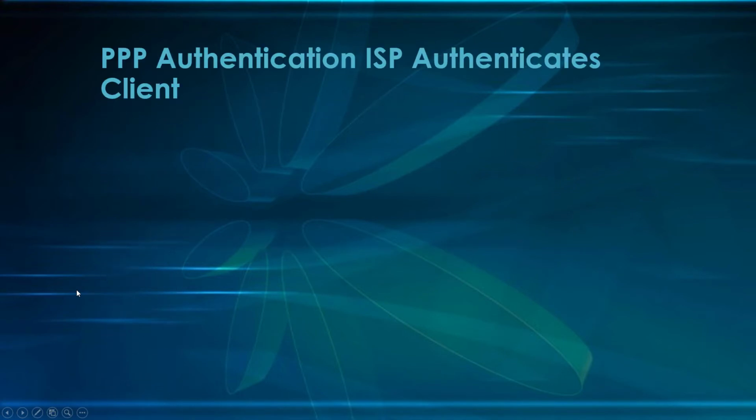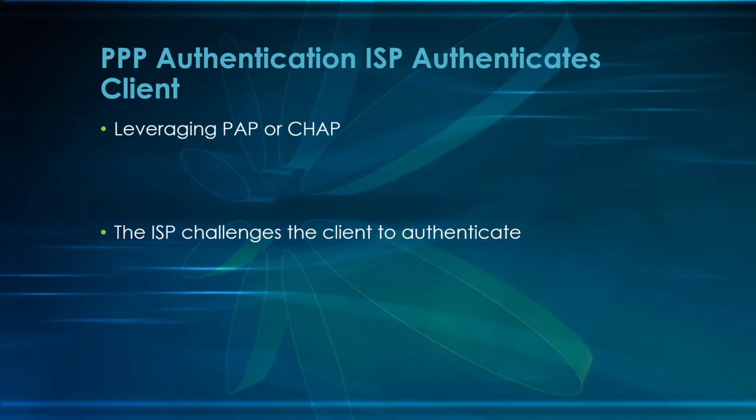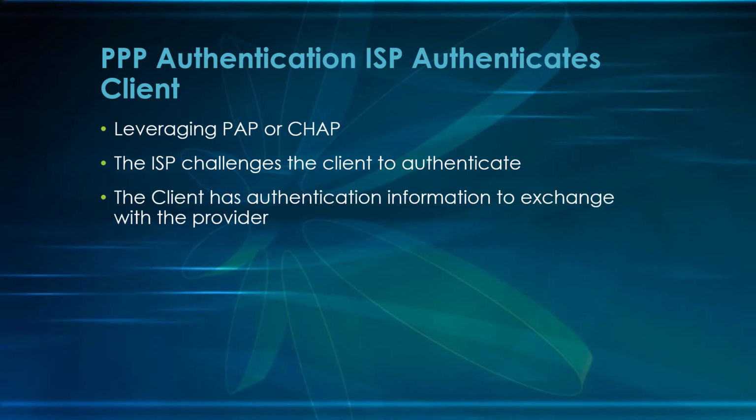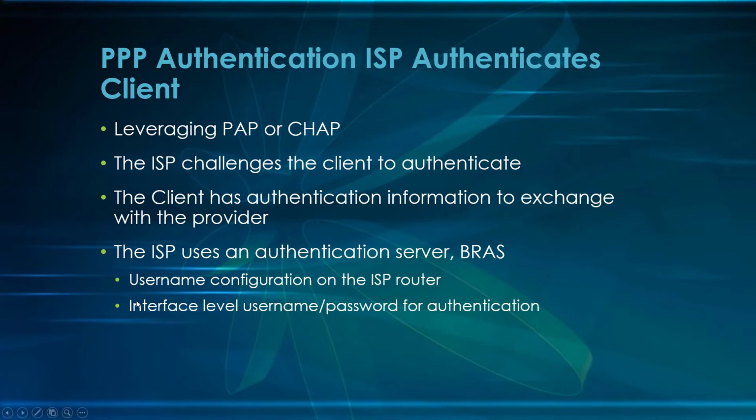In this video, we're going to be taking a look at how PPP authentication works, where the ISP authenticates the client. Now, this is leveraging PAP or CHAP. The ISP challenges the client to authenticate. The client has authentication information to exchange with the provider, and the ISP uses an authentication server, a broadband remote access server, or a BRAS, a username configuration on the ISP router, and interface level username or password for authentication on the client. And the way we're going to do that is R1 is going to authenticate to R2.